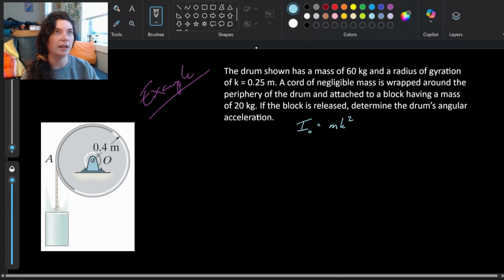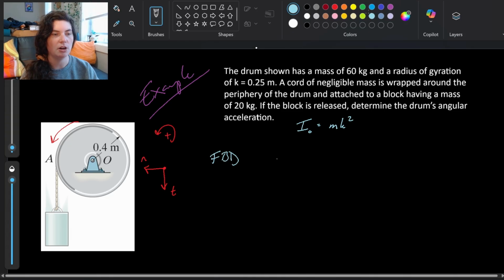So first I'm going to start with drawing out what my coordinates are. When this block is released, it's going to start rotating this way, so I'm going to make that my positive direction for my moments: counterclockwise as positive. Then out from point O, my tangential direction is downwards, the direction that the block is moving, and my normal direction is to the left. Just to give myself a positive coordinate system to work off of here.